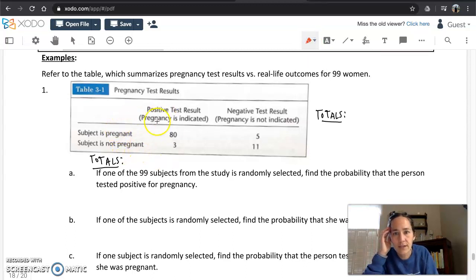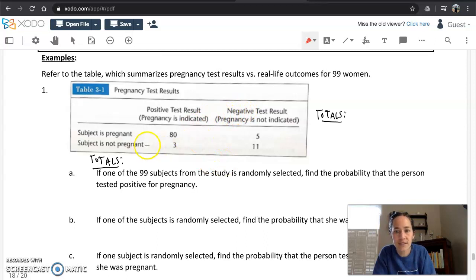They must have tested, I guess, 99 women. And since pregnancy tests aren't foolproof, sometimes you get indicated positive when you're not actually pregnant. So you got a positive test result, and for 3 of those women, they actually weren't pregnant. Versus other times, you might get a negative test result and you actually are pregnant. For these 5 women, they were pregnant, but the test actually came back negative.